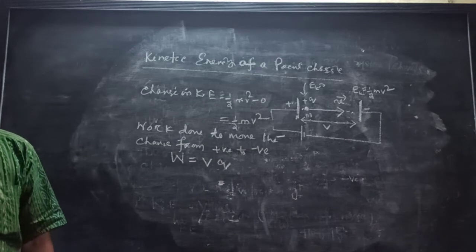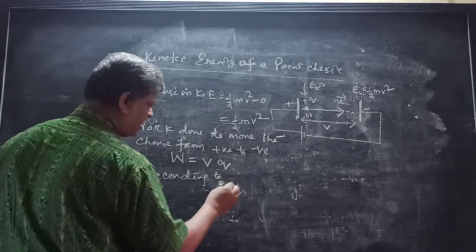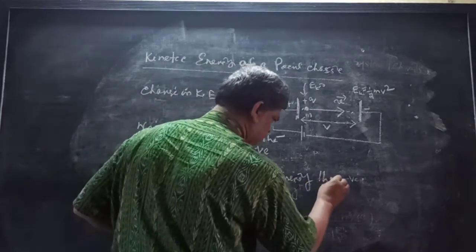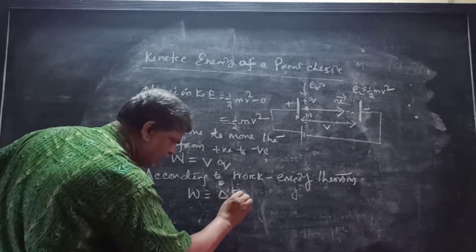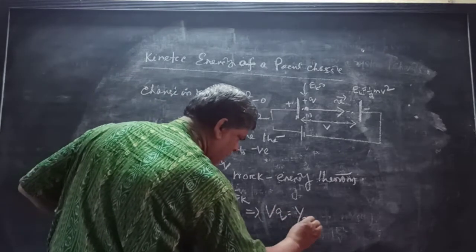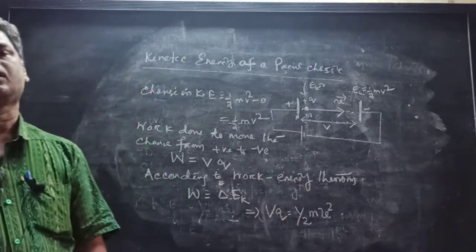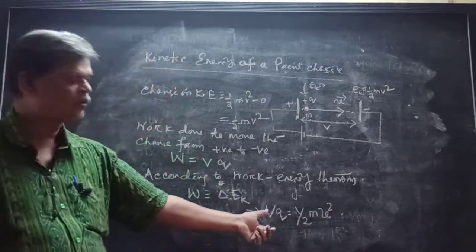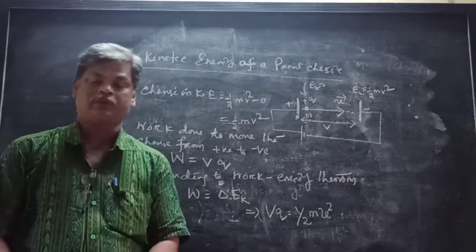We know the work energy principle: the net work done is equal to the change in kinetic energy. According to the work energy theorem, the total work done is equal to the change in kinetic energy. That implies Vq is equal to half m v square. This is the kinetic energy of a charged particle. If a charged particle moves in a region where the potential difference is V, then its kinetic energy is half m v square, equal to Vq. Clear?